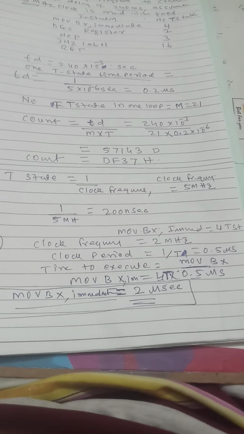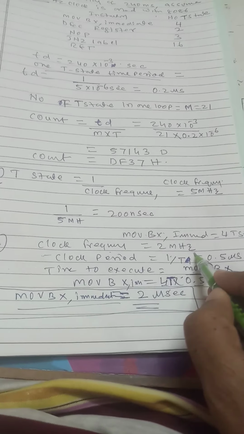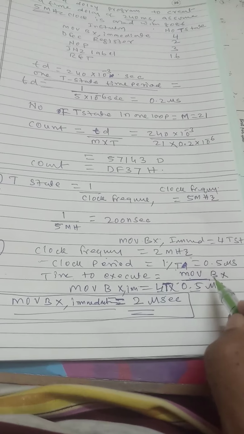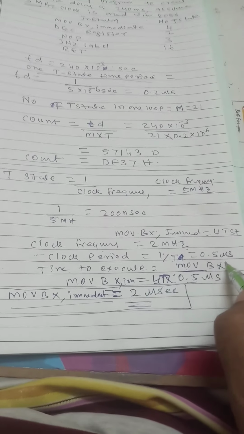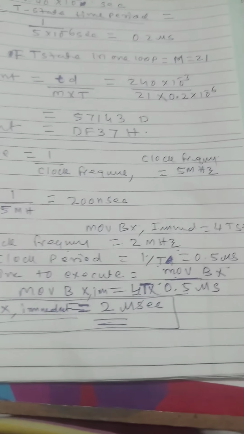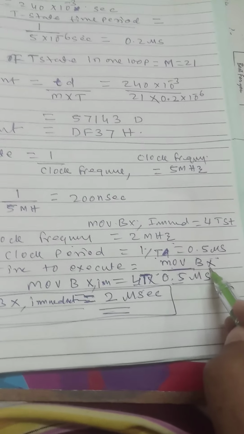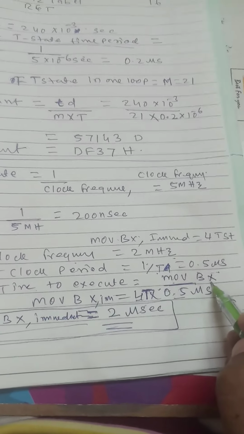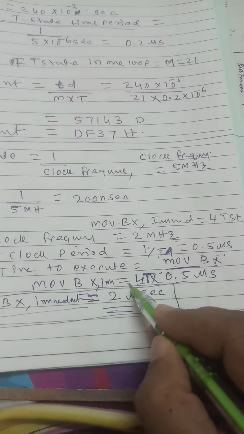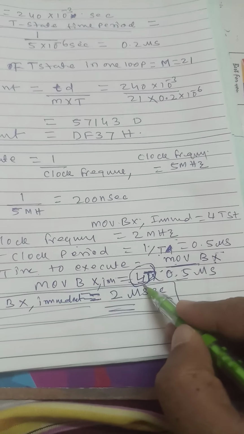Let us see the clock frequency here. Coming to an example, clock frequency is 2 megahertz. So the clock period is nothing but 1 by f. So how much is it? We are getting 0.5 microseconds. Considering the MOV BX instruction, the MOV BX comma immediate instruction requires 4 T states. So I have already told you it requires a total of 4 T states.